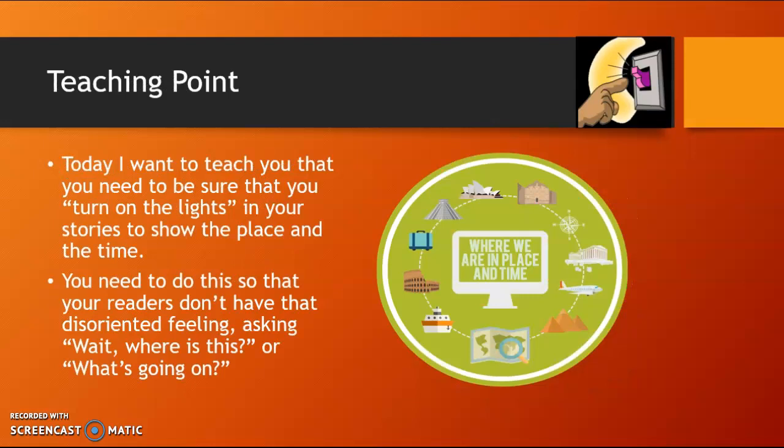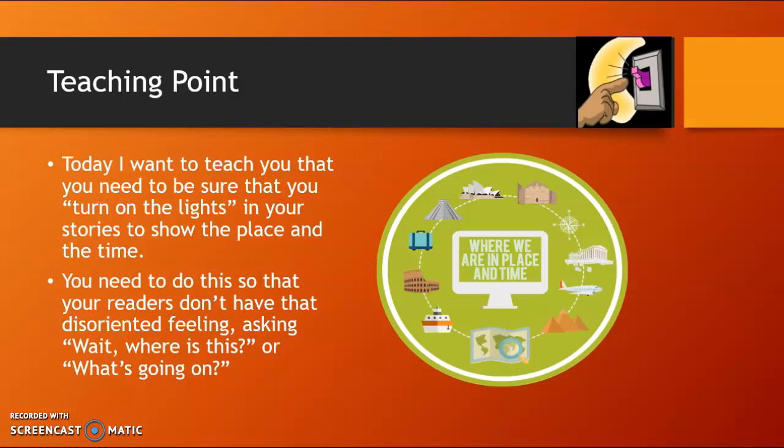So today I want to teach you that you need to make sure that you turn the lights on in your stories to help show the place and the time. You don't want people to feel like they're in the dark, like they're lost, like they don't know what is going on in your story. You need to turn the lights on so that people know exactly what is happening. You don't want them to have that disoriented feeling of, wait, where is this? What's going on? We don't want them to feel in the dark. We don't want them to feel lost. We don't want them to feel disoriented.